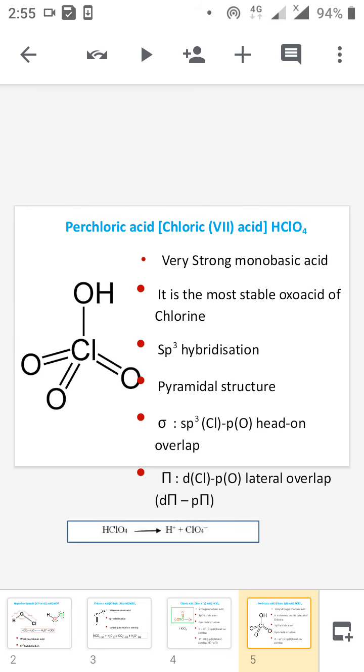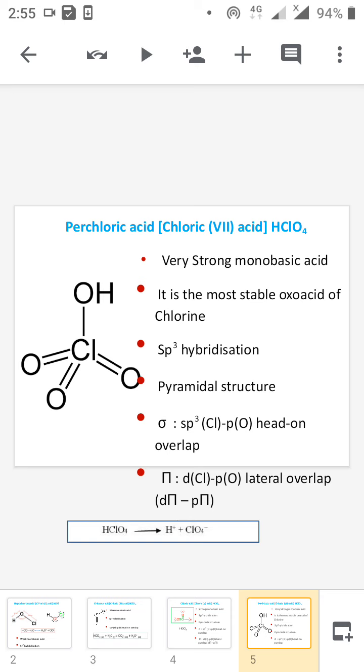Next is perchloric acid, in which the chlorine exists in the +7 oxidation state, and the molecular formula is HClO4. And here also one OH group is attached to the chlorine atom. That's why it is a monobasic acid, and the compound liberates H plus ion very readily. That's why it is a strong monobasic acid, and it is the most stable oxyacid of chlorine.